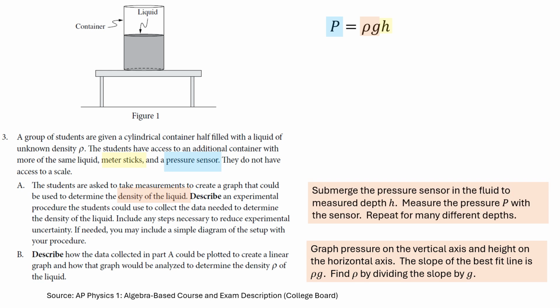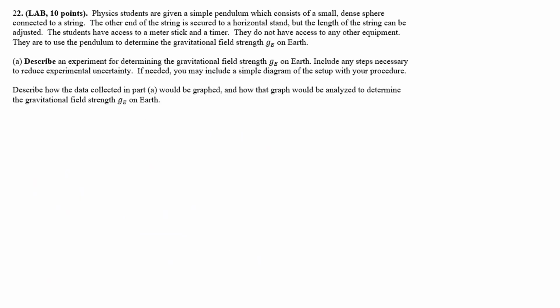Then I can work backwards to part A and talk about how I'm actually going to do that. Put the pressure sensor in there and measure how deep it is, measure the pressure from the sensor, and then move the sensor to different depths and repeat until we're tired. It's time to go home. So in the first part of a lab-based question, it's probably a good idea to do part B first. That way you know what you're shooting for as you start working through part A. So part A is really just describing the measurements you're going to need to do in order to make B happen.